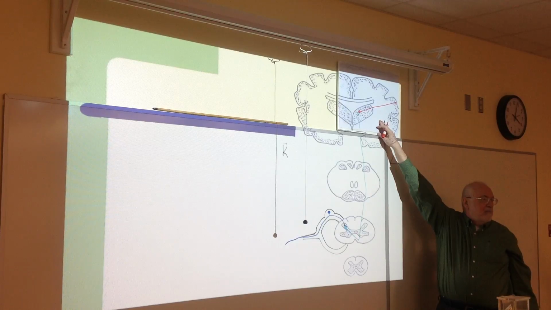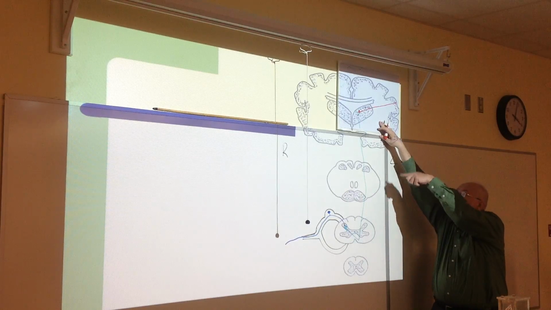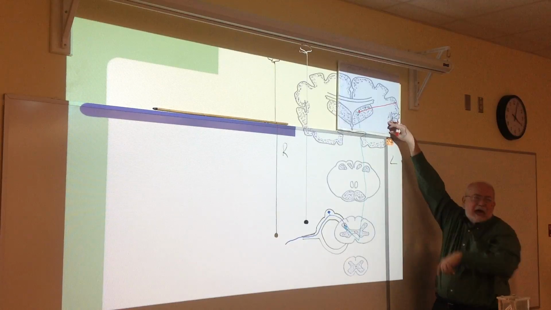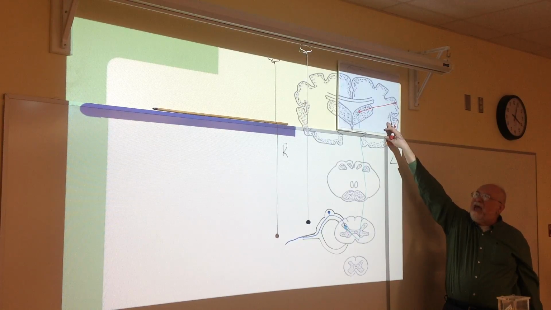Now, where is it sensed on the brain? It's on the left side. Remember, it crossed, started on the right, ends up on the left. Okay? Anatomical right and left, remember. Okay. Now that's simple, isn't it?